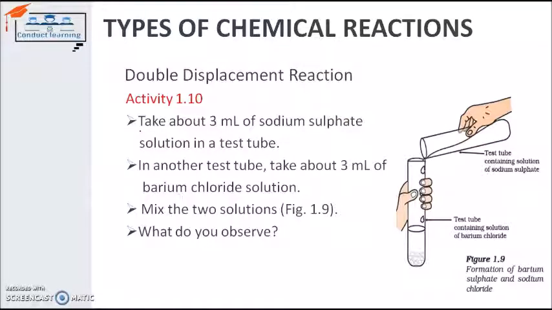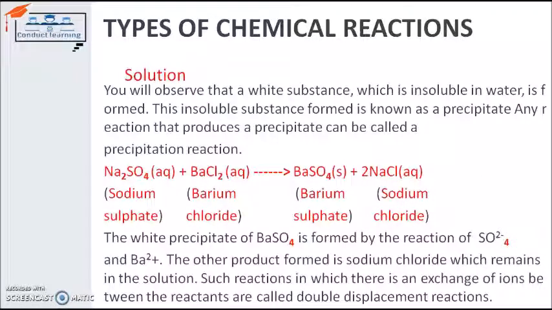Another kind of reaction is the double displacement reaction. To understand this, we again perform an activity. We take 3 milliliters of sodium sulfate solution in a test tube, and in another tube we take 3 milliliters of barium chloride. So we have taken two solutions in two different tubes, and the amount is the same, 3 milliliters. Sodium sulfate in one test tube and barium chloride in a second test tube, and we find that a double displacement reaction happens between the two, and we will understand this by the chemical equation written there.